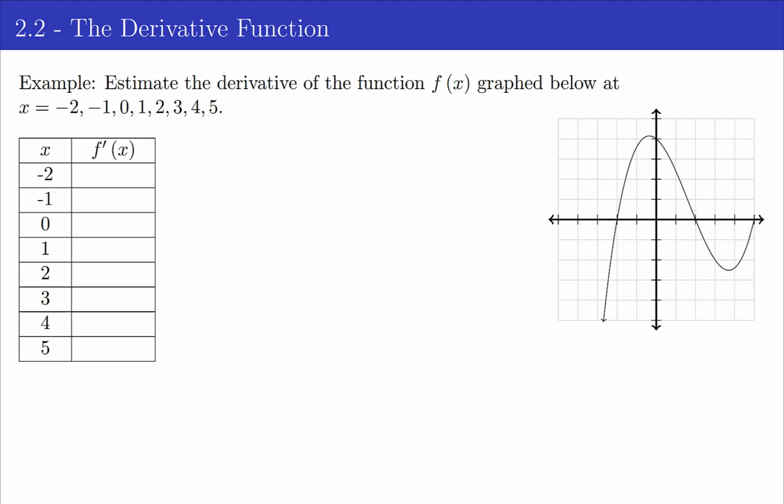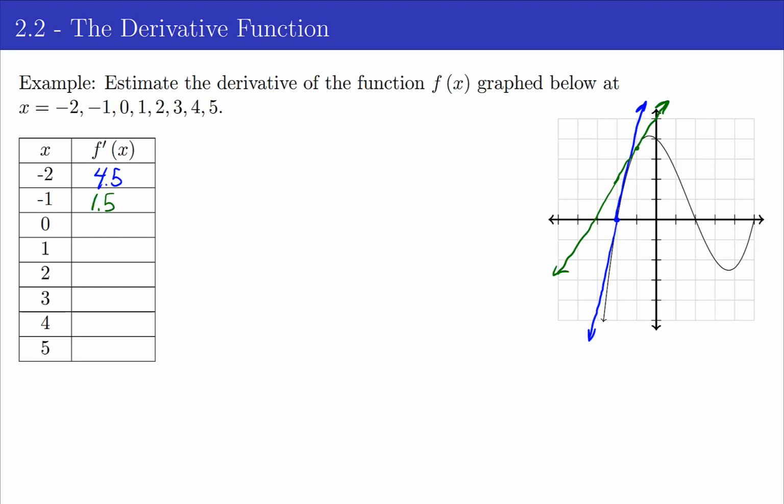We're going to estimate the derivative of this function by using these tangent lines. And just like I mentioned in the last lesson, this is not a huge deal to be able to do. We're just going to use it as an example. At -2, we're looking at this point, and here's a decent guess at the tangent line. This tangent line has about a 4.5 slope. Then we'll move on to -1, which is at this point. We'll guess that this one is about 1.5.